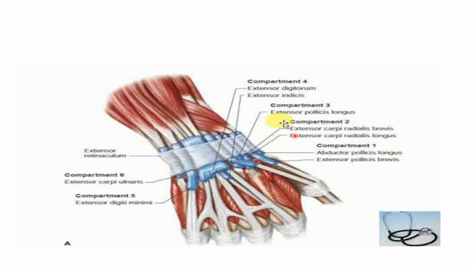In compartment number 2 the tendons of extensor carpi radialis brevis and extensor carpi radialis longus pass. In compartment number 3 the tendon of extensor pollicis longus passes. In compartment number 4 the tendons of extensor digitorum and extensor indicis pass. In compartment number 5 the tendon of extensor digiti minimi passes. And in compartment number 6 the tendon of extensor carpi ulnaris passes. Okay, at this stage just memorize the names. Later you study it in detail.